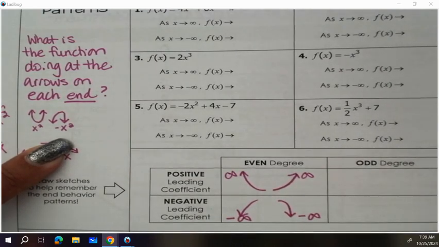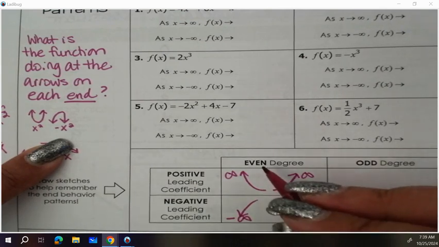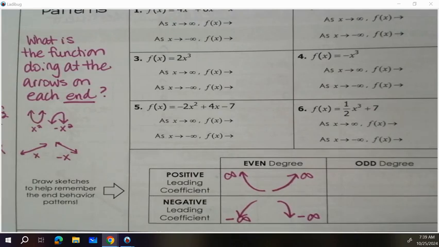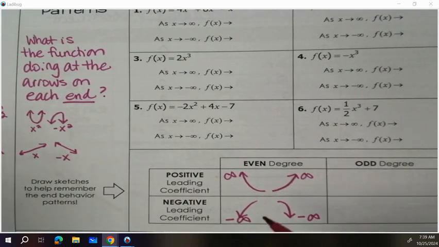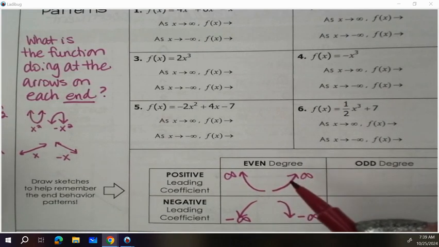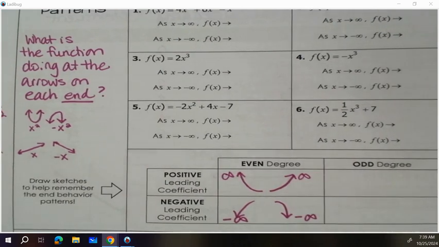To negative infinity. This is like our parabola. If I'm an even degree, if my degree is a 2, a 4, a 6, an 8, a 10, any even number, I'm either going to go up if it's a positive leading coefficient, or I'm going to go down if it's a negative leading coefficient.